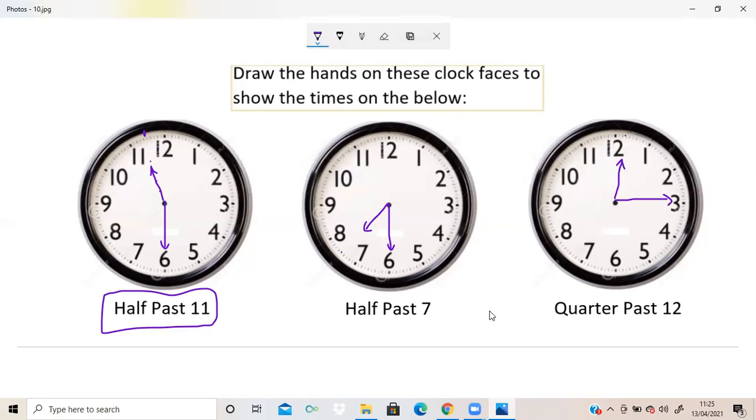So this is the way to give the time for half past and quarter past on an analog clock. So please watch this video 2 or 3 times if you need, and try to do it yourself first, and then you can check your answer. And I hope it will be easy for you to learn half past and quarter past time.